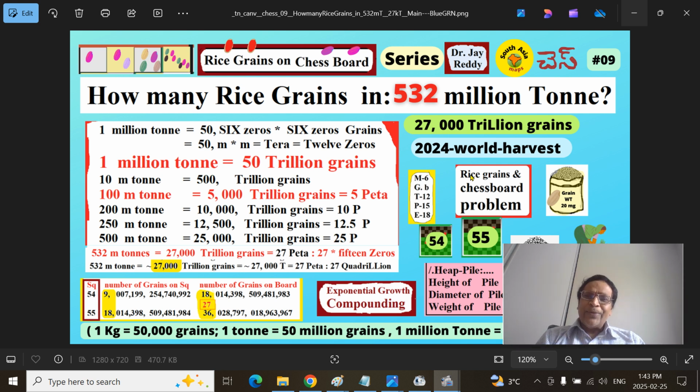So the title of the topic is how many rice grains the 2024 global harvest of 532 million tons weightage contains: 27 trillion grains. Trillion is 12 zeros. That means 27, again 3 zeros, again 12 zeros means 27 with 15 zeros. That is 27 quadrillion grains. That is the Peta grains. 15 zeros.